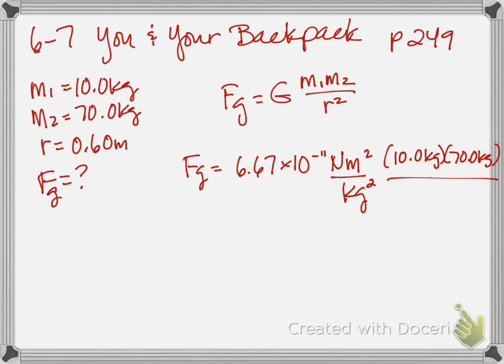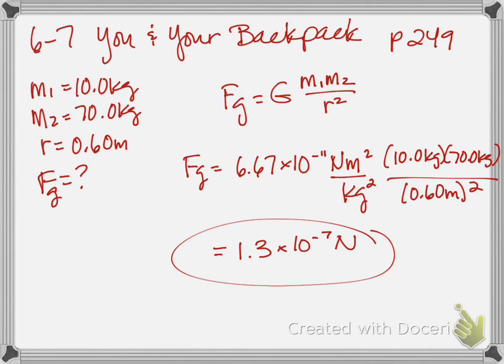And then over here we have a distance of 0.60 meters. Now, some of you guys write really small. Don't forget to square that, okay? So we plug and chug and life goes on, and we end up with 1.3. And I really should have kept another digit here, but I didn't. So we'll keep it at 1.3 times 10 to the minus 7th newtons. There's our answer. Now, that is a tiny force, and I'm going to say this again many times this chapter.